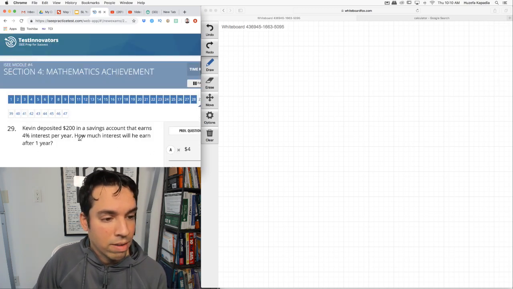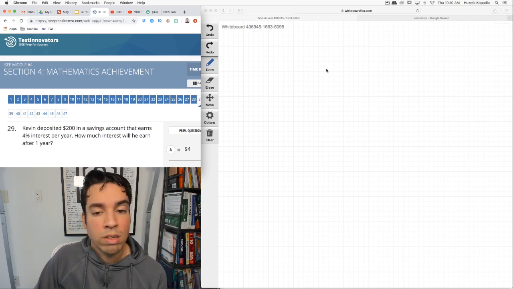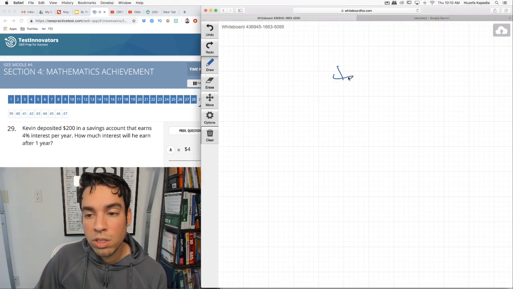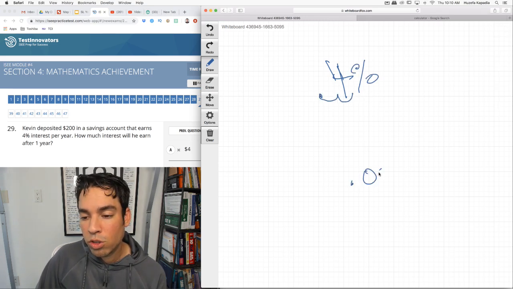on this test. Kevin deposited $200 in a savings account that earns 4% interest per year. How much will he earn after 1 year? This is a percentage question. We just have to calculate 4% of 200. To calculate a percentage, we move the decimal over twice to turn it into its decimal equivalent, which is 0.04. Then just simply multiply it.